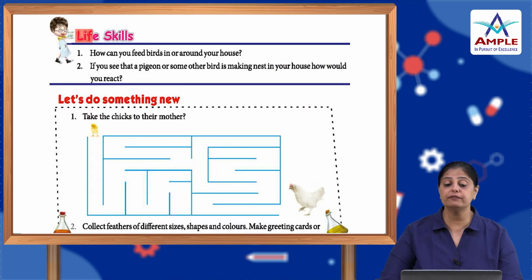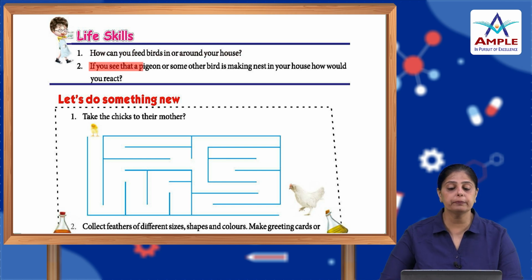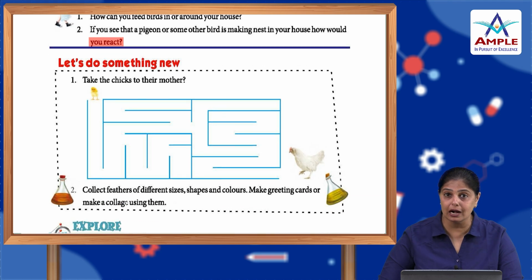Now, life skills. How can you feed birds in and around your house? So, what you can do is you can keep some food in a small bowl, like grains or any other type of food, and you can also keep water for them, and then they come and they can peck it. If you see that a pigeon or some other bird is making a nest in your house, how would you react? So, how would you react if any bird is making a nest? This is your own answer.